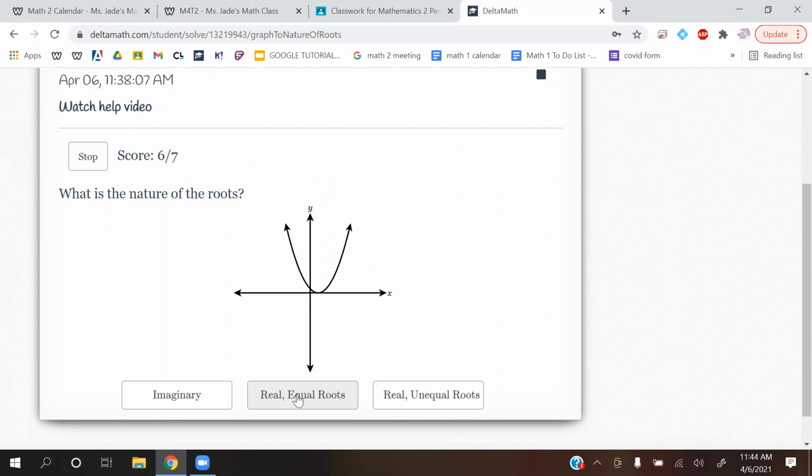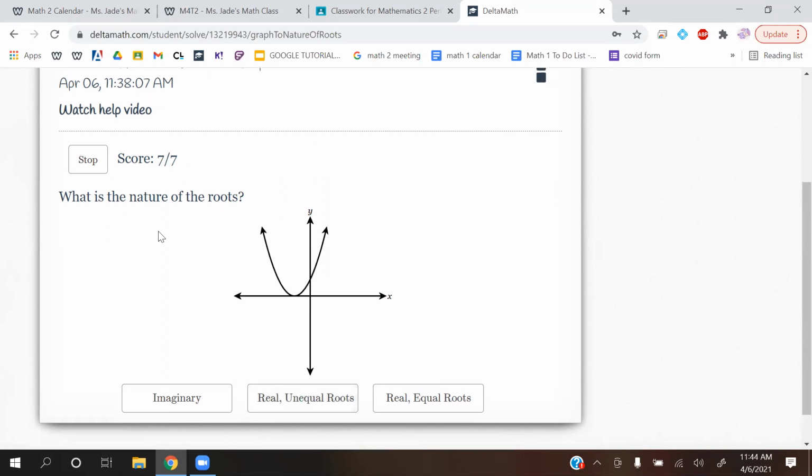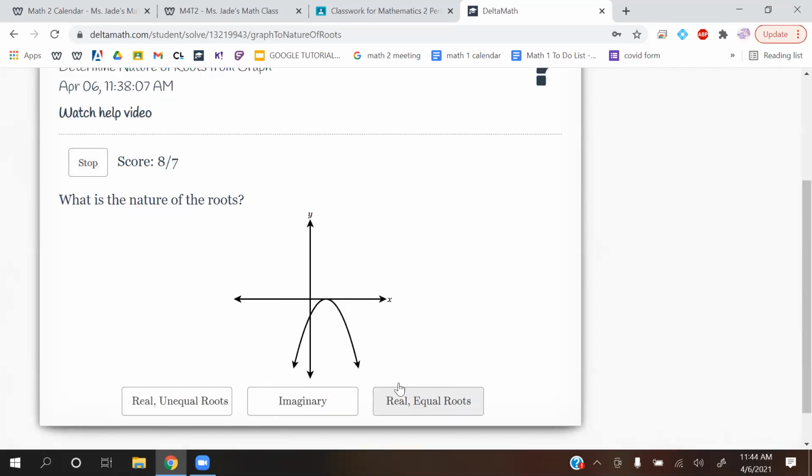Be careful because the buttons switch places sometimes. Like earlier, real equal was here. Now real equal is in the middle instead of on the right. So don't just click assuming you know where the buttons are. The buttons will switch order. All right, so now that I got 7 out of 7, I can stop. I don't have to keep going. I mean, I could get real equal roots again, and I got 8 out of 7, but that doesn't really do anything. So once you get 7, you can click stop.